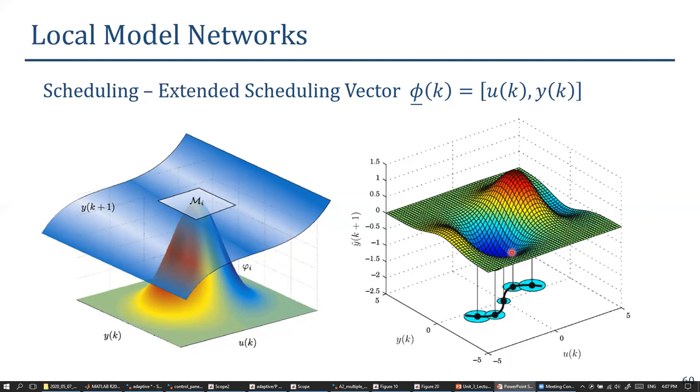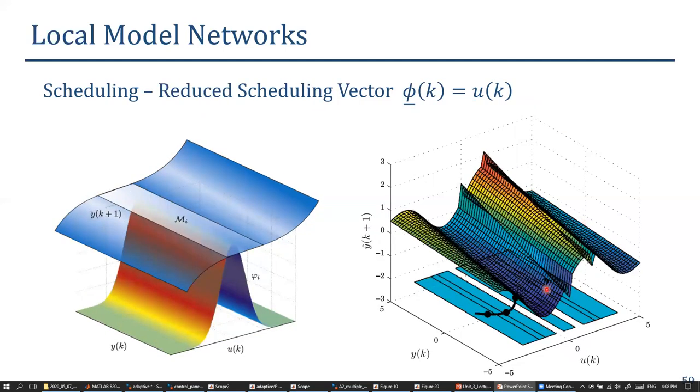All right, so what can you tell me about that? Choosing the dimension of the validity function is a choice of the scheduling vector, and different choices of the scheduling vector provide different types of models. When we have an extended scheduling vector, which in this case has two variables in it, we get a representation that is really valid across the operating region, and it comes to zero at the edges. In the previous example, we've seen that the model is actually extrapolating into the y dimension. Is this good or is this bad? It depends on the choice, right?